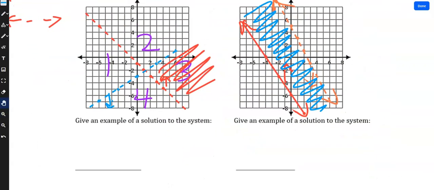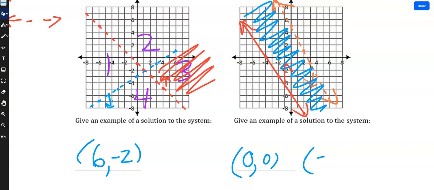Give examples of solutions. Obviously, all we need to do is pick something that's over in the shaded region, like 6, -2, 0, 0, anything that's in the shaded region. I could have picked -2, +3, or something like that. Anything that's in the shaded region would work. So they just want one example. That's all. Something that actually will fall in the shaded region.